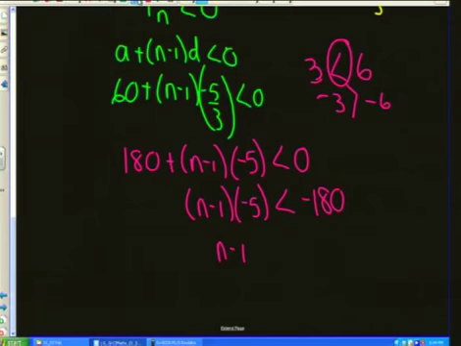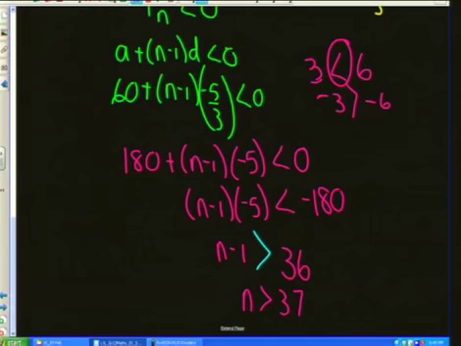In fact, I'm going to change the color pen to distress the point. And if I now take minus 180, divide by minus 5, it will be positive, and it would be 36. So your n is greater than 37.